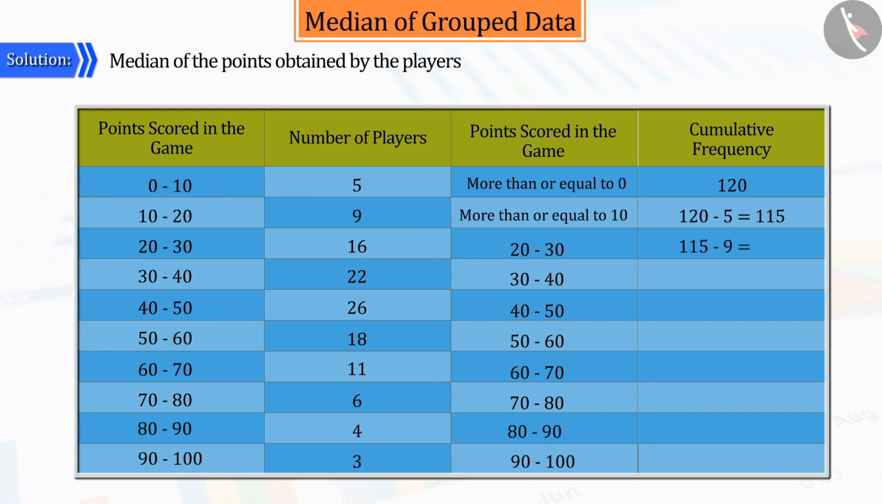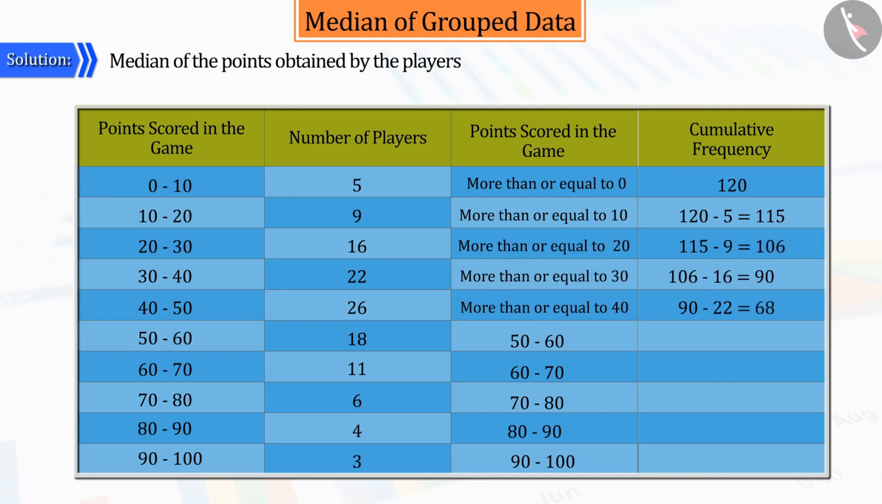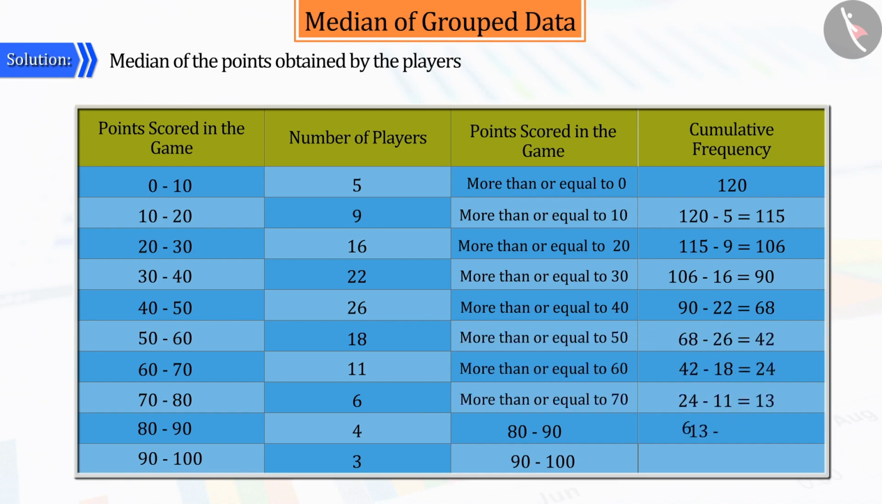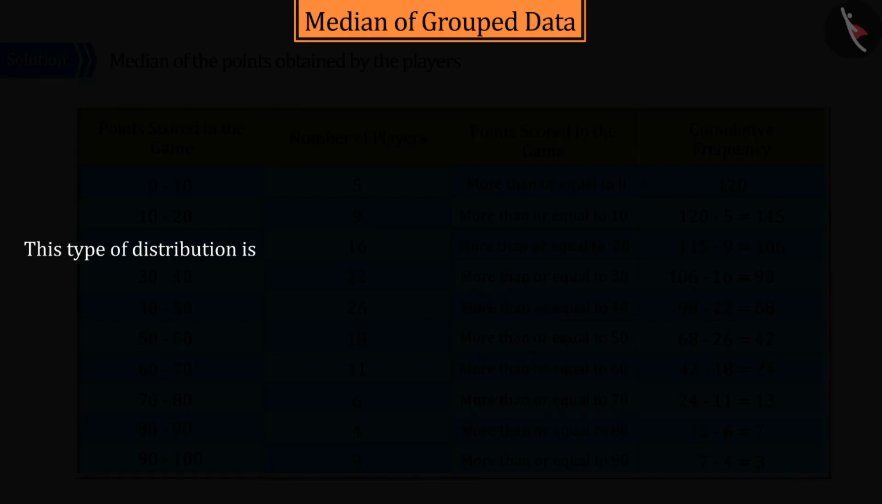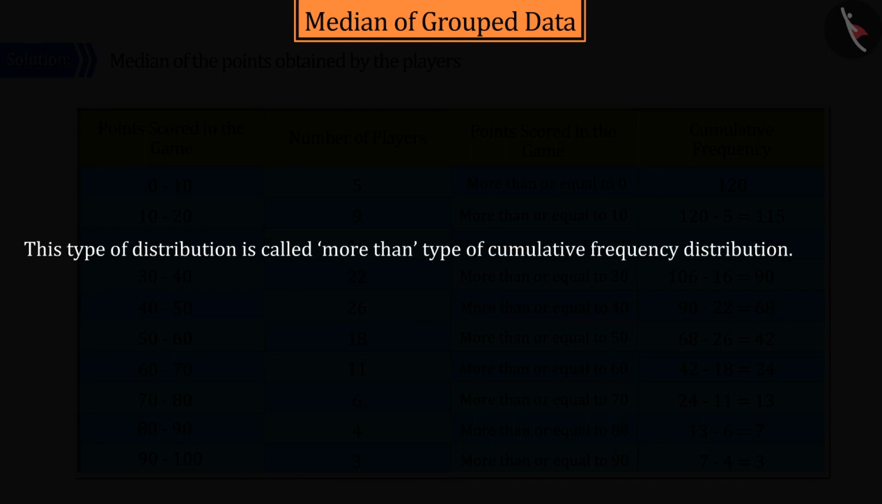In this way, we construct a cumulative frequency column in which the last row has the number of players scoring more than or equal to 90 points as 3. This type of distribution is known as the cumulative frequency distribution of the more than type.